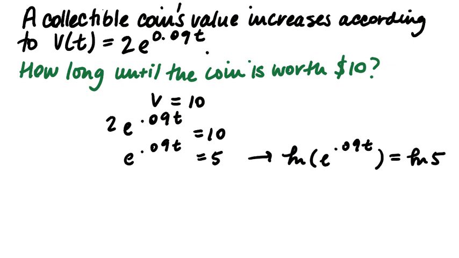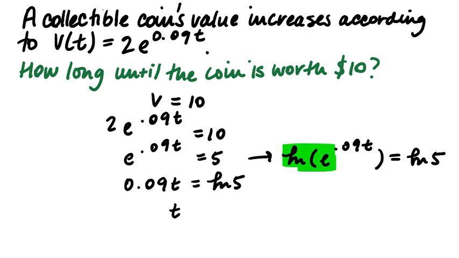And then what I'm going to say is that means 0.09t is equal to the natural log of 5. Because this is one of our properties: the natural log of e to a thing is just going to be that thing. What exponent do I put on e to get e to the 0.09t? Put the 0.09t exponent on e. And then if I'm going to solve for t, I'm just going to divide by this 0.09.